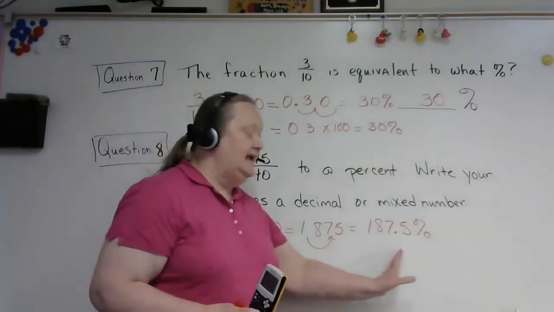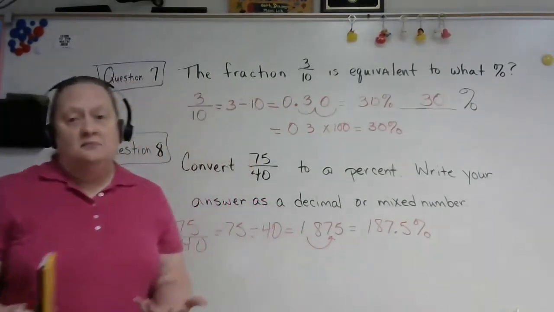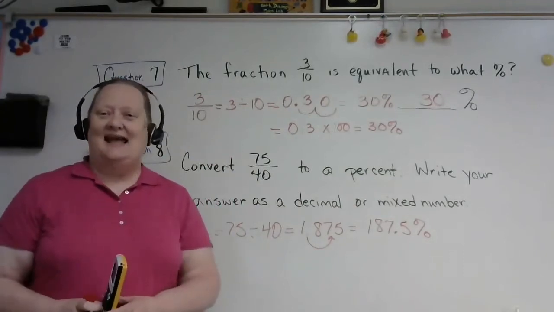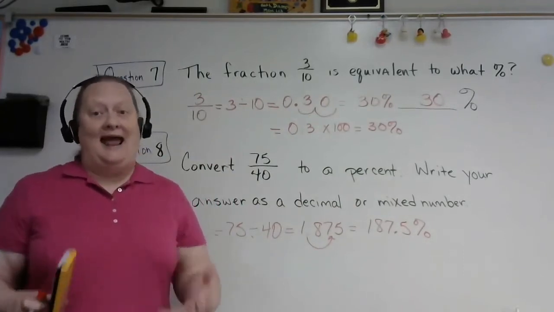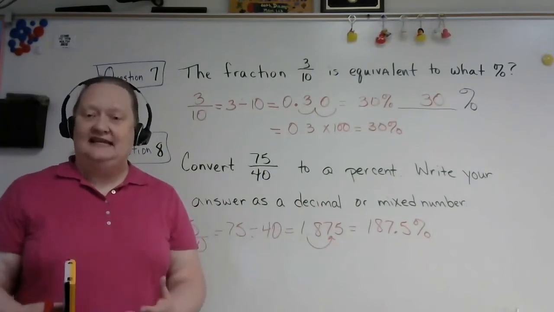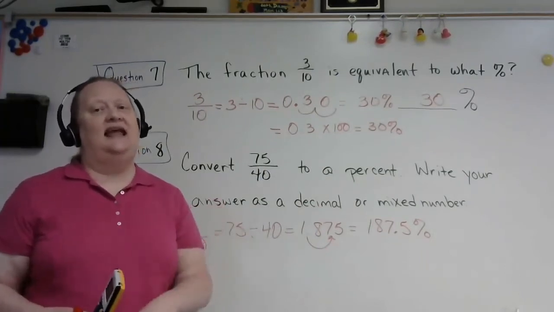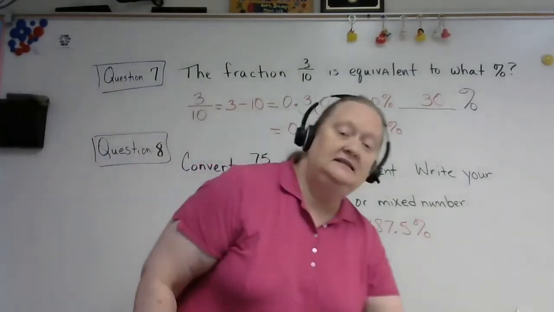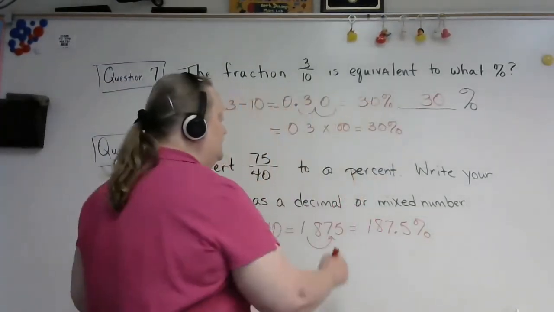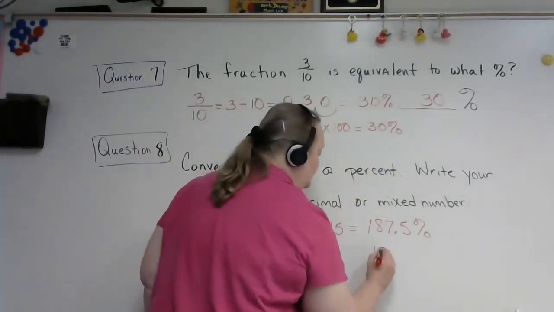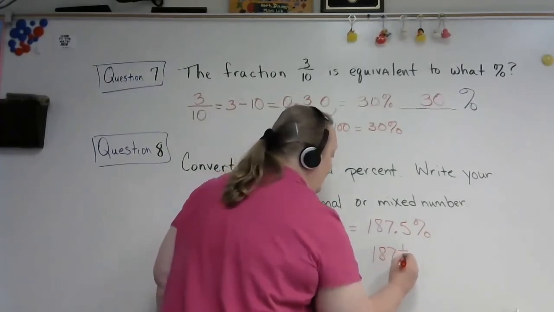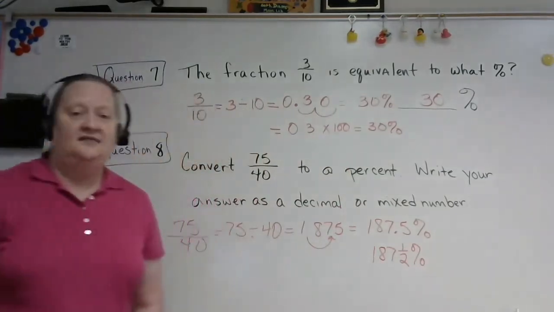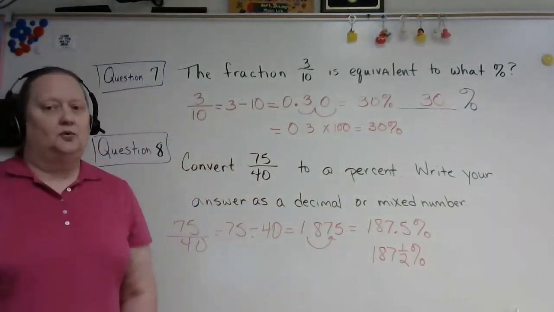Because that is a 0.5, you may realize that 0.5 as a fraction would be 1/2. That's 5/10. It's 187 and 5/10. Well, 5/10 reduces down to 1/2. So we could also write this as 187 and 1/2%, and that would also be considered correct.